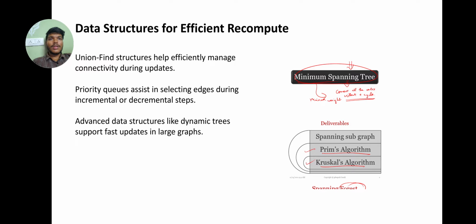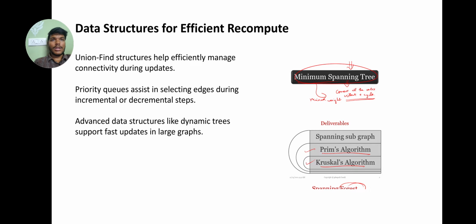Union-find structures help efficiently manage connectivity during updates, and priority queues assist in selecting edges during incremental or decremental steps. Advanced data structures like dynamic trees support fast updates in large graphs.